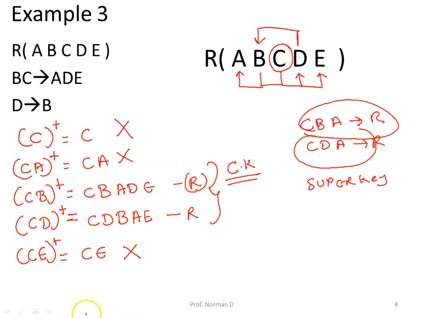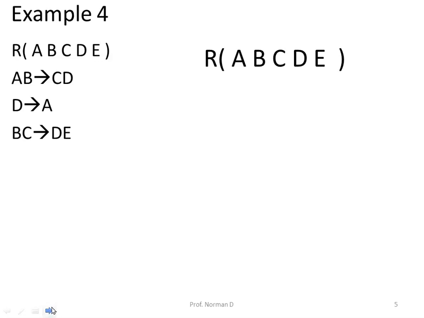We move on to the next problem. Similar type of problem. So again we start with the edge diagram. AB gives you C and D, D gives you A, BC gives D and E.